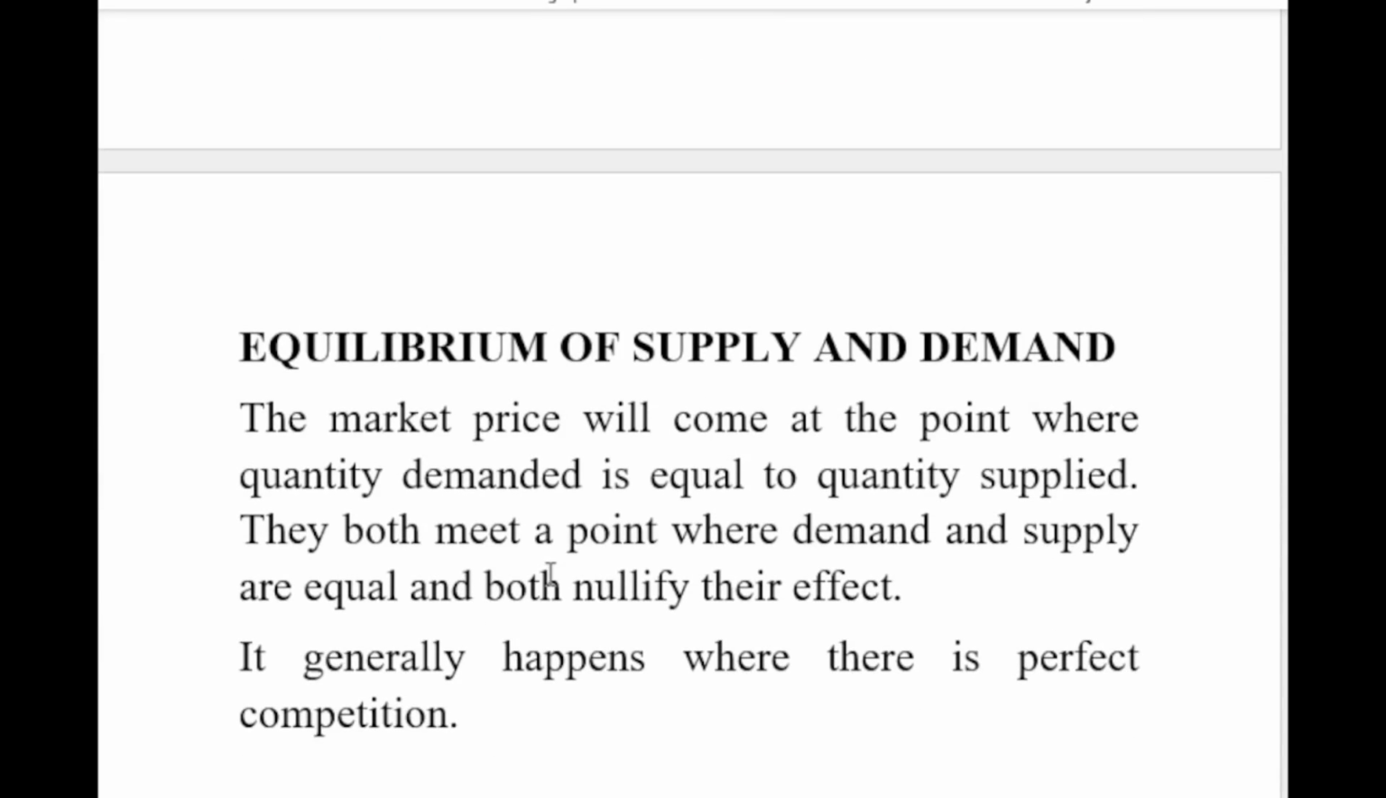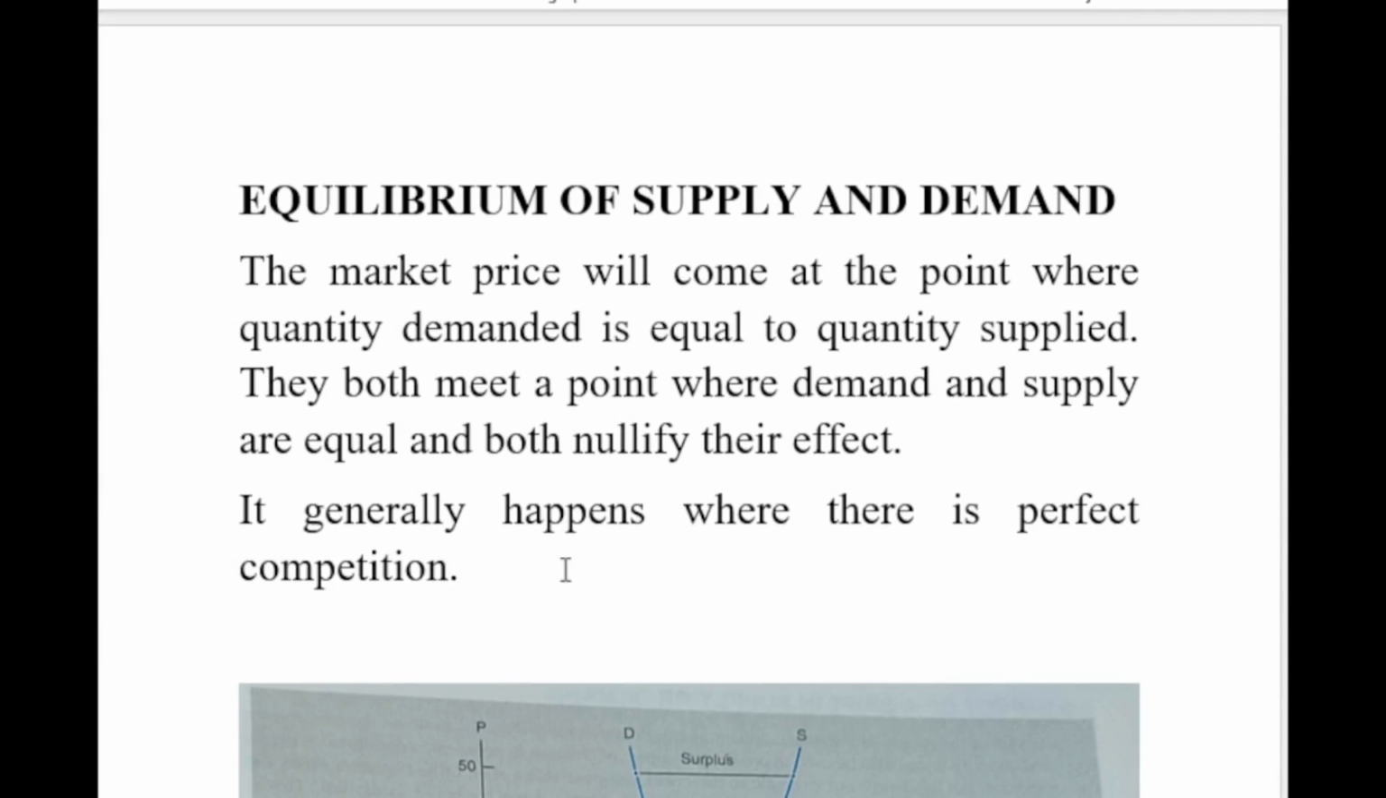And next comes the equilibrium of supply and demand. As we have seen, the quantity supplied rises with the increase of the price, and the quantity demanded falls with the rise in the price. So there is an inverse relationship between the quantity demanded and price, and a direct relationship between the quantity supplied and price.